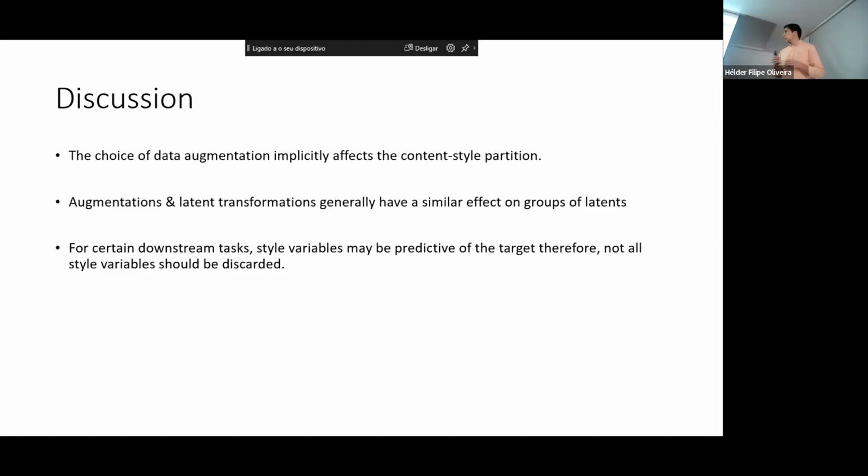But finally, just to discuss another property towards implementing this paper in practice, the assumption that only the content variables are predictive of the target is a hard assumption, because in certain downstream tasks, style variables might be highly correlated with our target class, so they might be of interest to preserve. So not all style variables should be discarded in these joint embedding self-supervised learning methods.